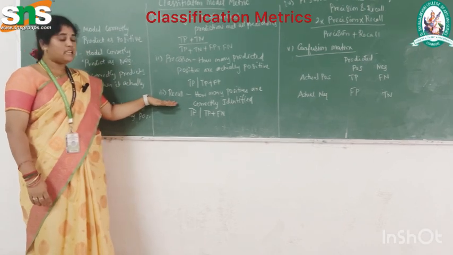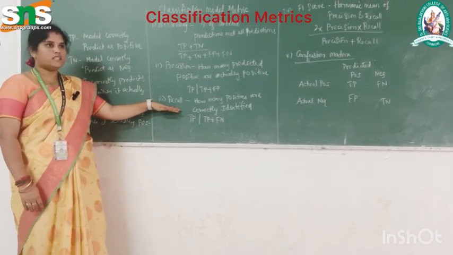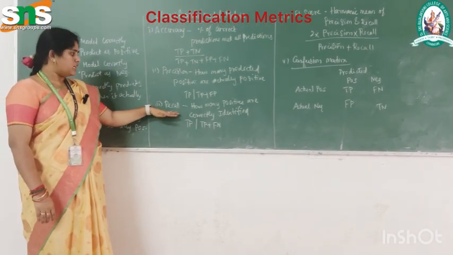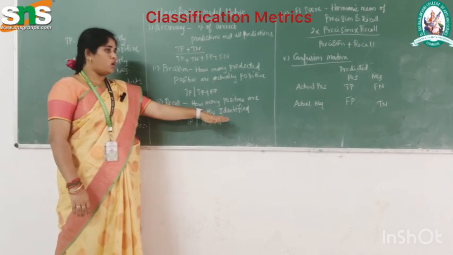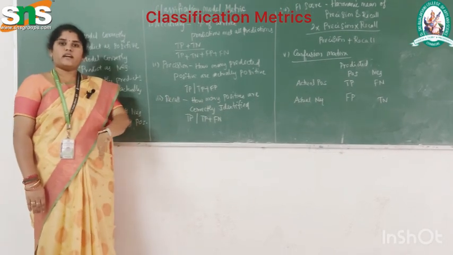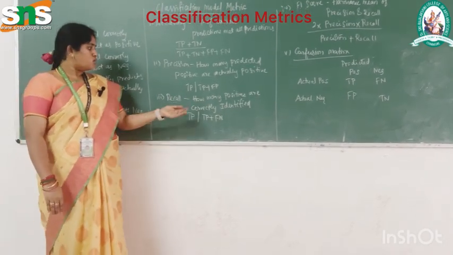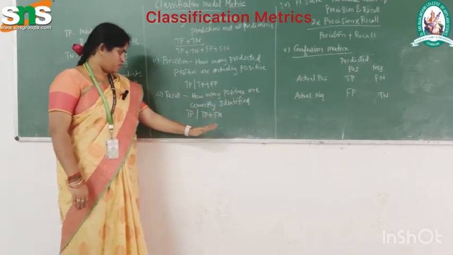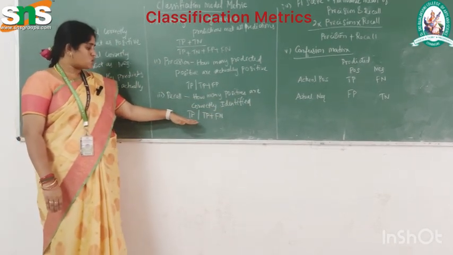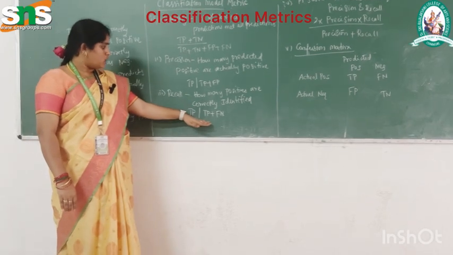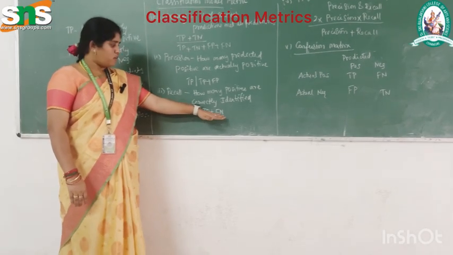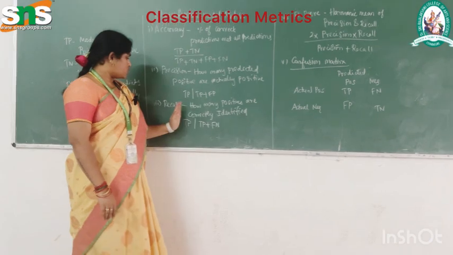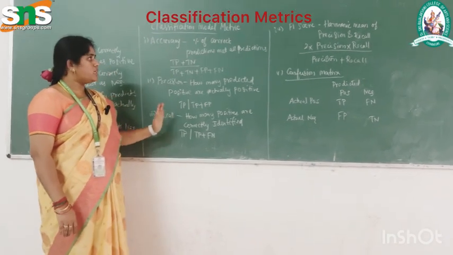The third one is recall. Recall is also called sensitivity. Here we ask how many positives are correctly identified as positive. It is TP, that is true positive, divided by true positive plus false negative. This is called sensitivity or recall.